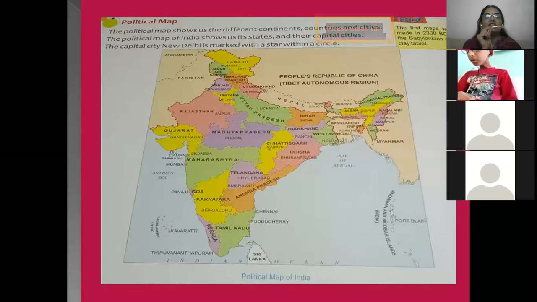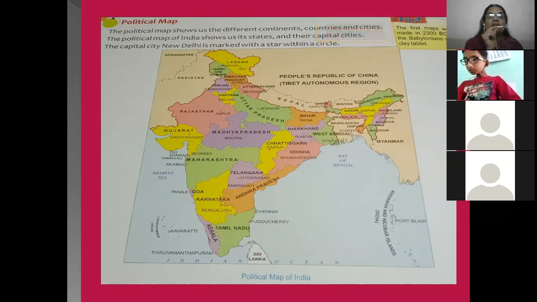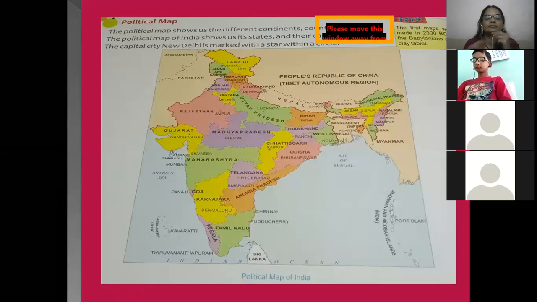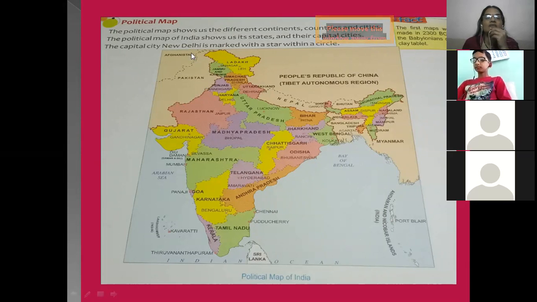The political map of India shows us states and their capitals. The capital city New Delhi is marked with a star within a circle. Yes, capital cities of the states are marked with dots. So you can see the map on the screen. There are different states and union territories, and neighboring countries also. First, we'll go to the neighboring countries of India. They are, see students, you can see the arrow. This is Pakistan, Afghanistan, Nepal, Bhutan.